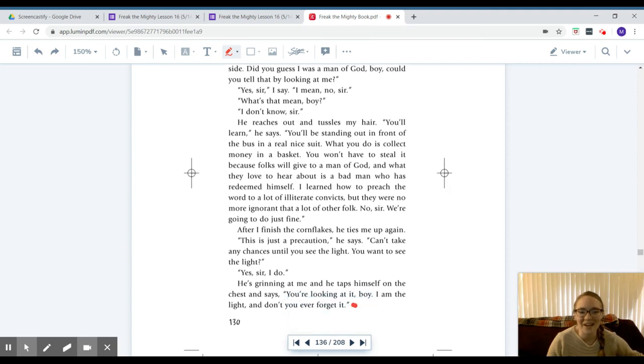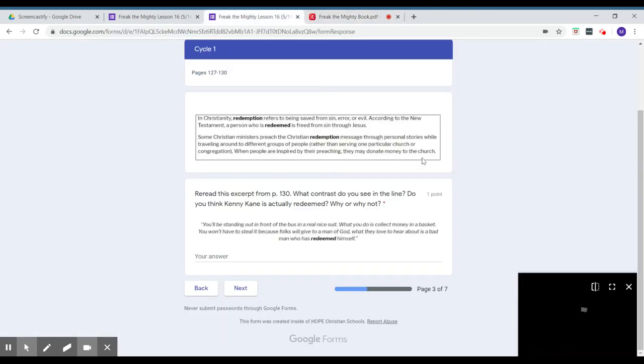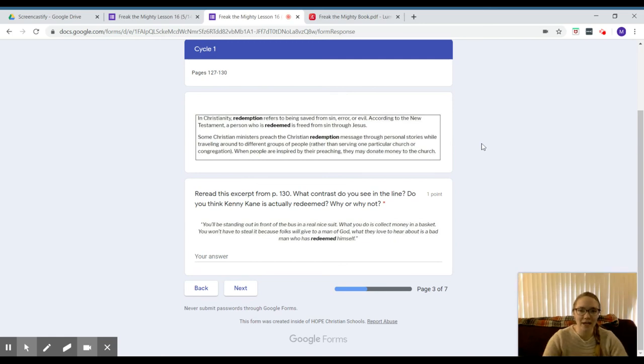I'd like to pause there and look at our question. He says that he's going to be a man of God, so he wants to be a preacher. And in Christianity, redemption refers to being saved from sin, error, or evil. According to the New Testament, a person who is redeemed is free from sin through Jesus. We know that. Some Christian ministers preach the Christian redemption message through personal stories while traveling around to different groups of people, rather than serving one particular church or congregation. When people are inspired by their preaching, they might donate money to the church.